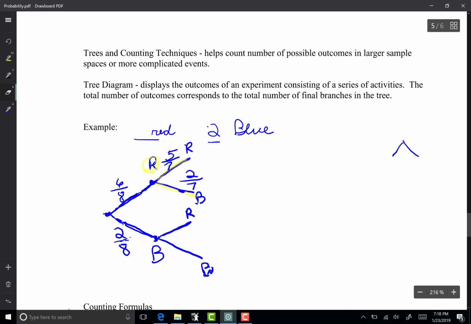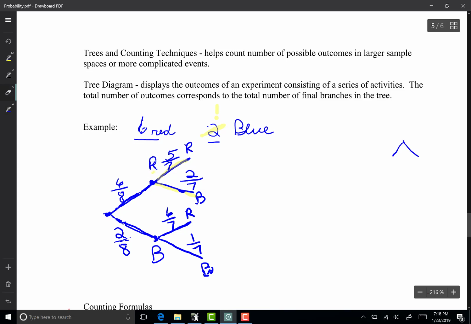This time, we take out a blue marble. So we only have one blue marble left. So the probability of getting a red marble is still 6, but out of 7 this time. The probability of blue marble now is only 1 out of 7. Okay, makes sense?